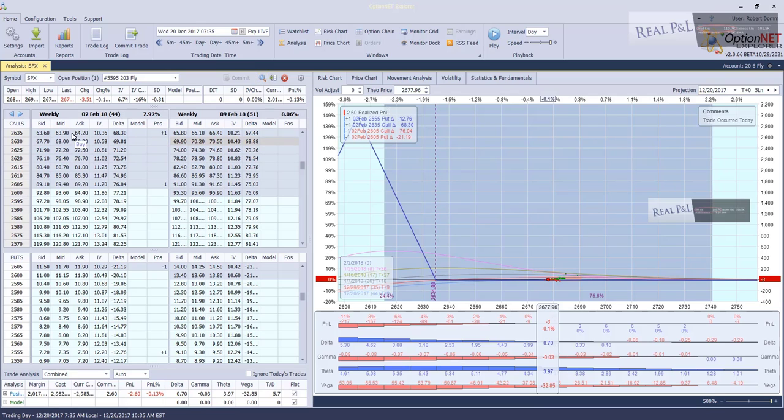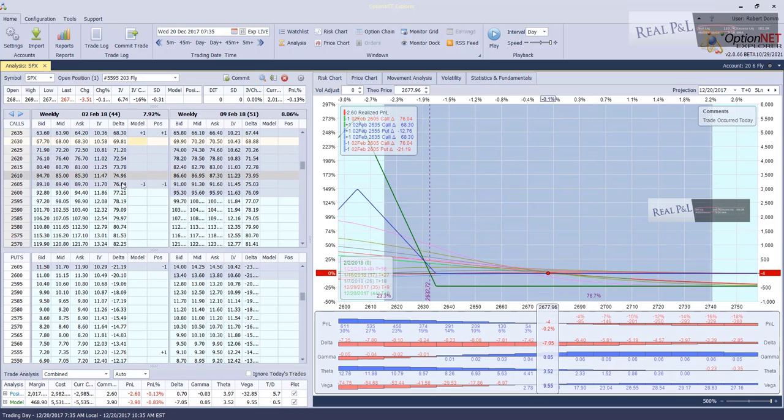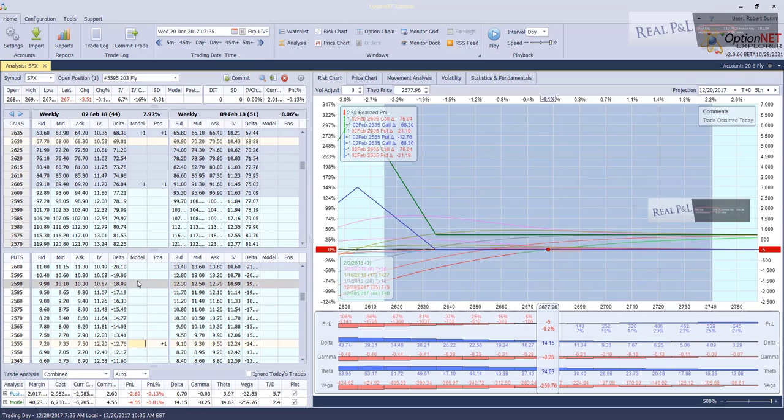Boom. So right here, here's the calls on the side, and then down here are the puts. I actually purchased one of these 2635 calls. I sold one of these 2605, and I sold a 2605 here on the puts, and I bought one at 2655. So here's what I did to do that. I put -1 to sell it, and I put 1 to buy. I went right here, put -1, and I put 1.